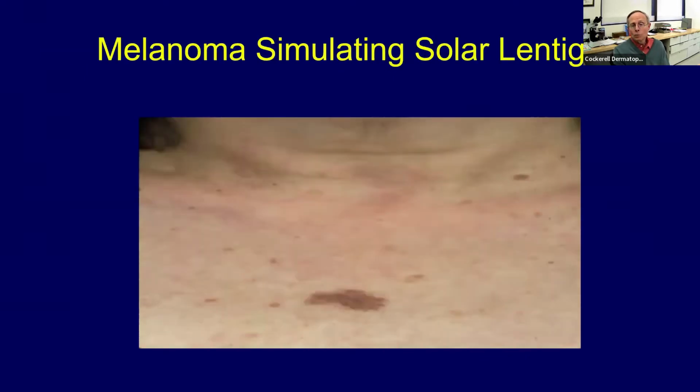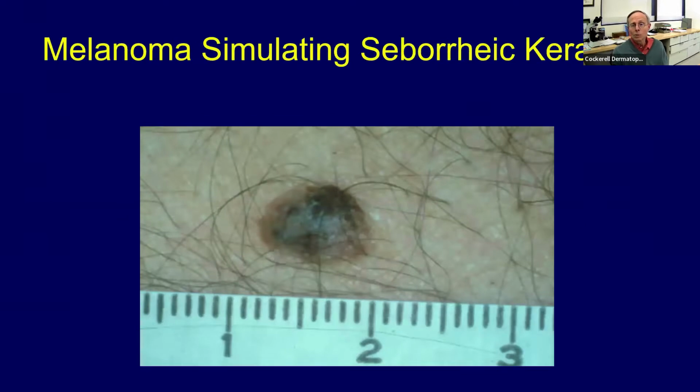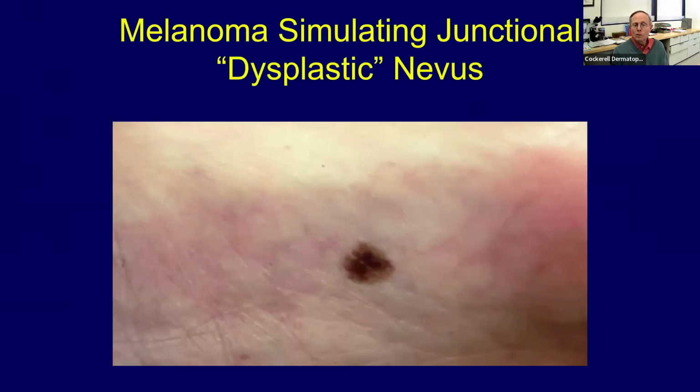And then this one looks like a solar lentigo, and this one is a melanoma in situ. And this one looks like a seborrheic keratosis. And this last one was a junctional nevus simulator. It actually was melanoma. The patient refused to get this biopsied, and it eventually turned into a nodular melanoma and ultimately killed the patient.